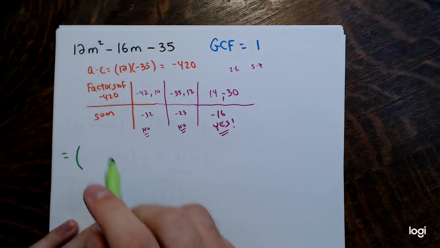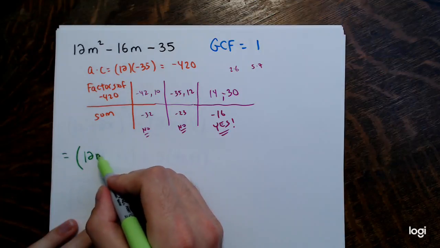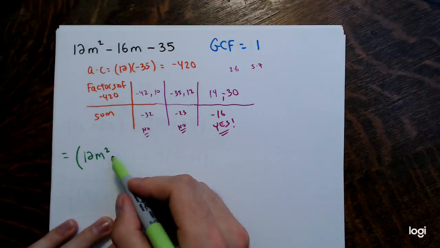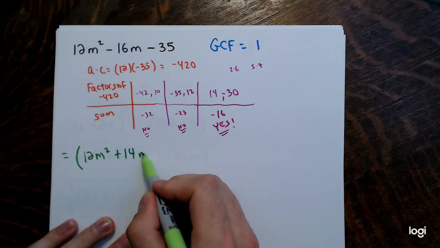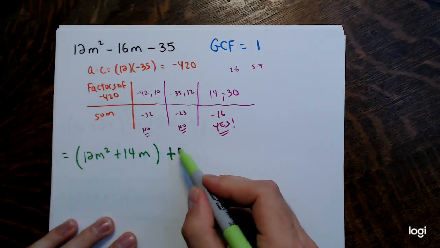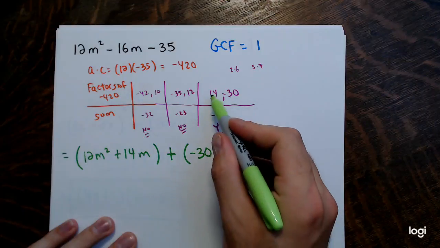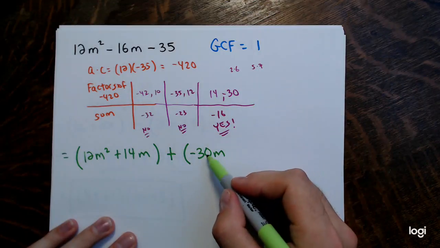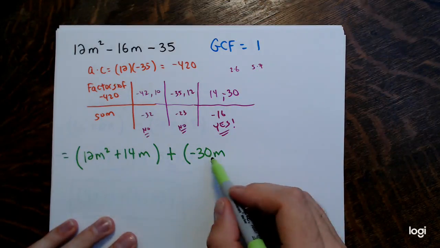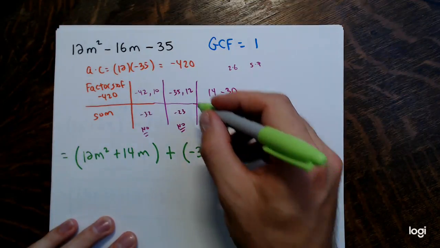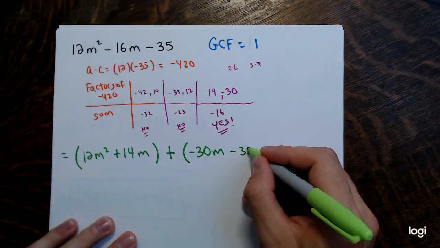So in one group, we've got 12m squared, and then I'll put the plus 14m, big plus sign, and then the next group, negative 30m. All right, positive 14m in one, negative 30m in the other group. That makes my negative 16m. And then you've got minus 35.